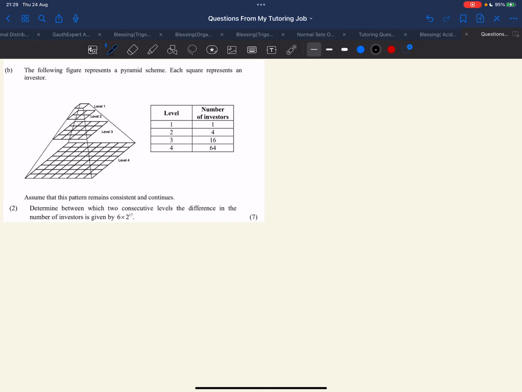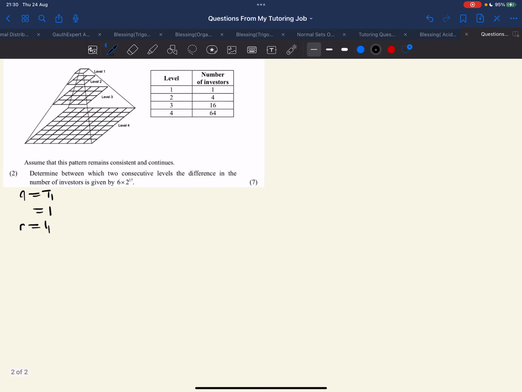Okay, right now in question 2, they say to determine which two consecutive levels the difference in the number of investors is given by 6 times 2 to the power of 17. Now we are still dealing with the same sequence. Now remember, from that sequence we have that a equals t1, which is basically b1, and also we have that our r is equal to 4.